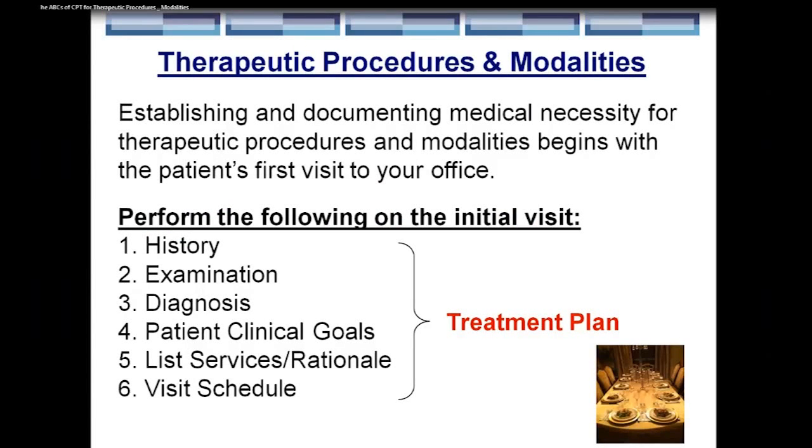Foundation consists of the history. You should see them on your screen, 6 items: history, examination, diagnosis, goals need to be set for the patient. You need to list the services you're rendering plus the clinical rationale. Number 5 on this list is where we're going to be getting into a lot of detail, and then the schedule of care. So let's just start with the history.